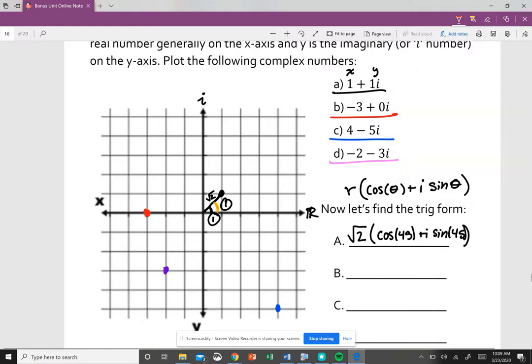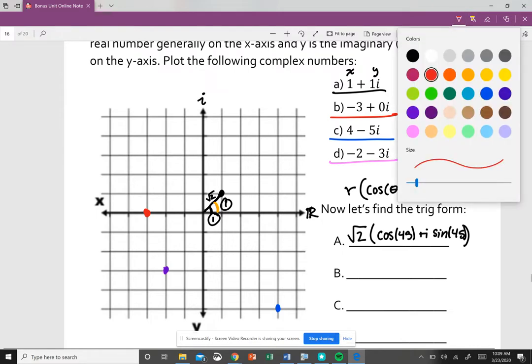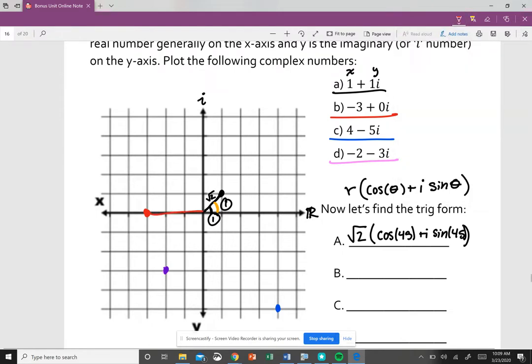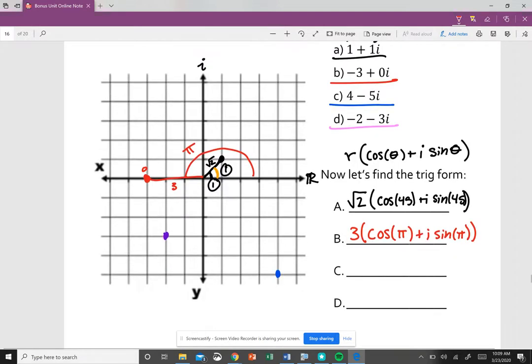All right, so now this one over here, if we look at this, this has an x value of 3 and a y value of 0. So this would be 3 squared plus 0 squared. That's just 3. The length of the line is 3. That's great. So then we put 3. And then we're going to have cosine. And I'm going to do radians this time. Do you guys remember what the radians is for halfway across the circle? So what's the radians for that? You're right, it's pi. So I'm going to do cosine pi, I sine pi. That's kind of cool.